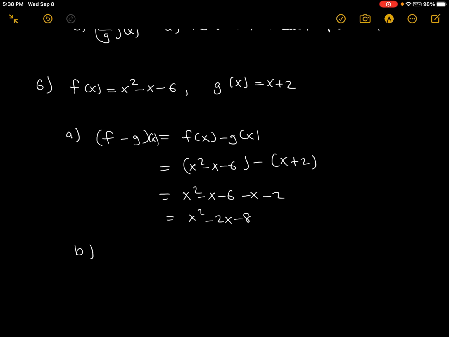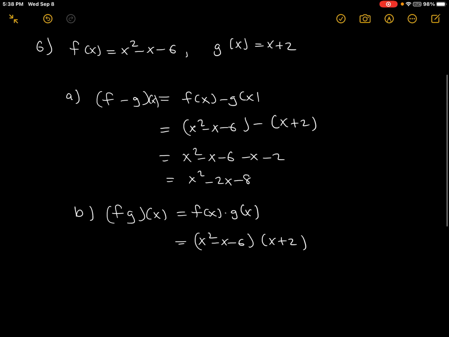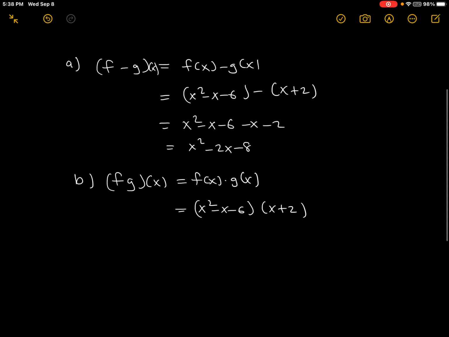Okay, and then part B, we're asked to multiply. So f times g of x. Again, the other notation is just f of x times g of x like this. You can FOIL this if you like, x squared minus x minus 6 times x plus 2. I'm not going to actually FOIL it out of the interest of time. But again, you would just distribute and then combine like terms. Okay, so I'm just going to leave it like this for now.